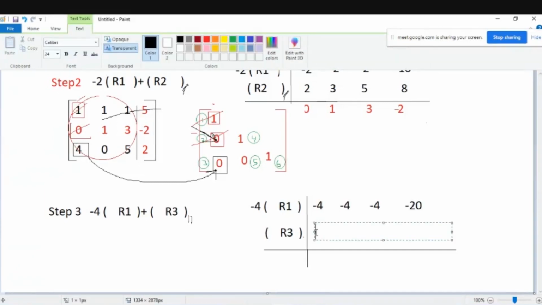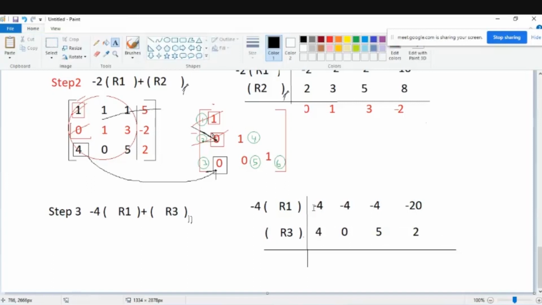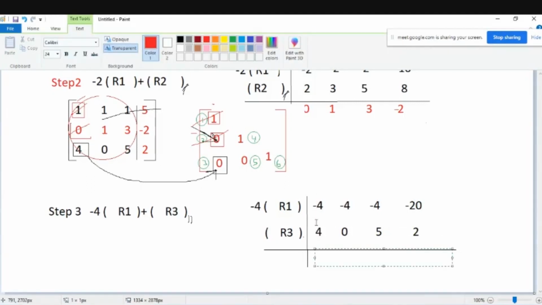Then the third row, it was 4. After that, I have 0. After that, I have 5. After that, I have what? I have 2. Then here it is. Now try just to add them together. When you add negative 4 plus 4, it gives you 0. Negative 4 plus 0 becomes negative 4. Negative 4 plus 5 becomes 1. And negative 20 plus 2 becomes negative 18.